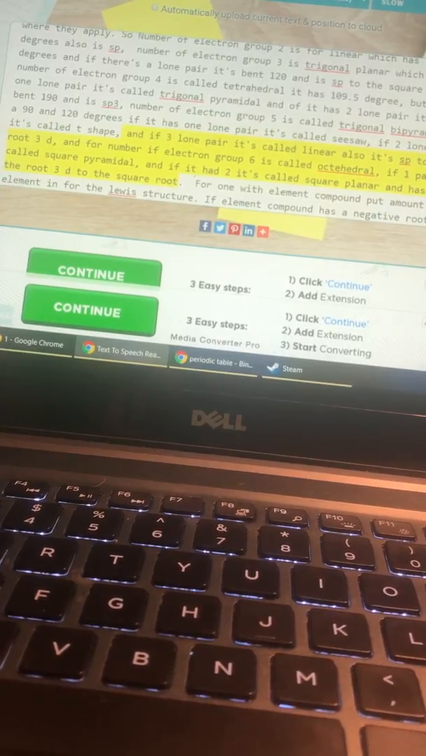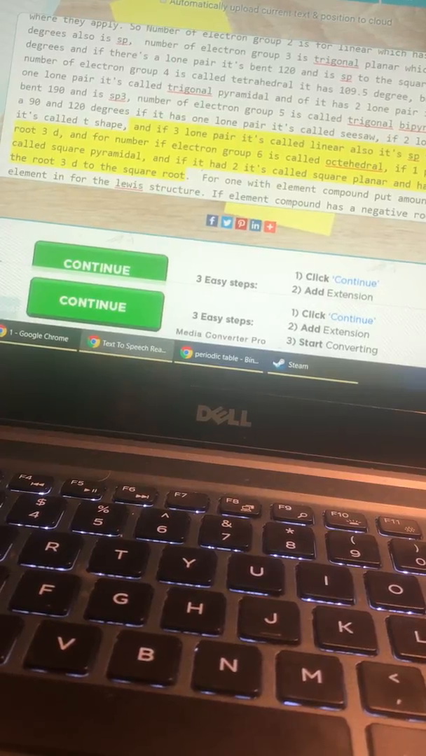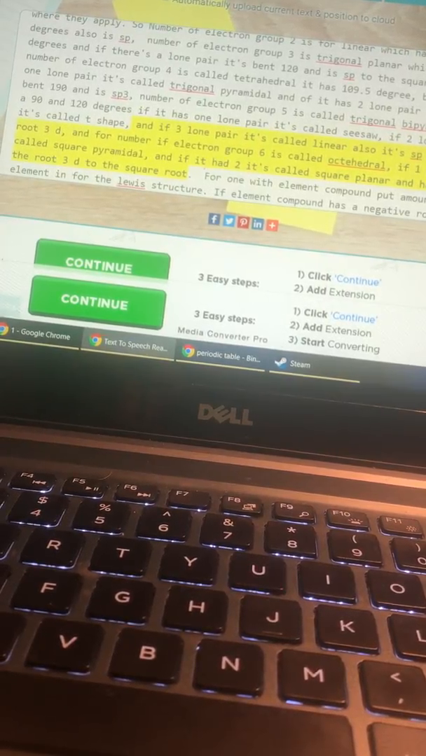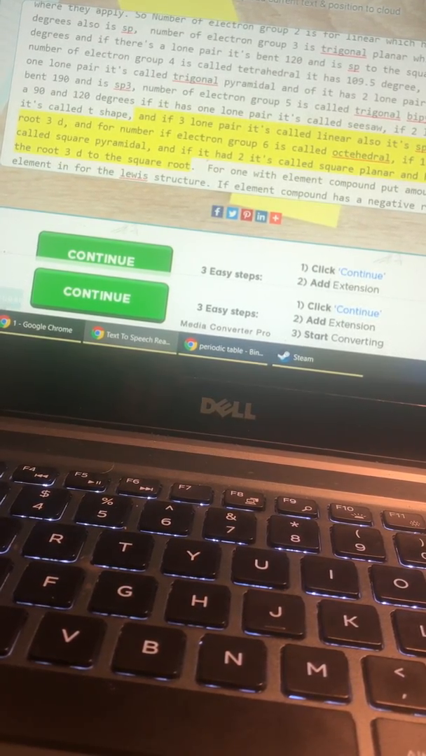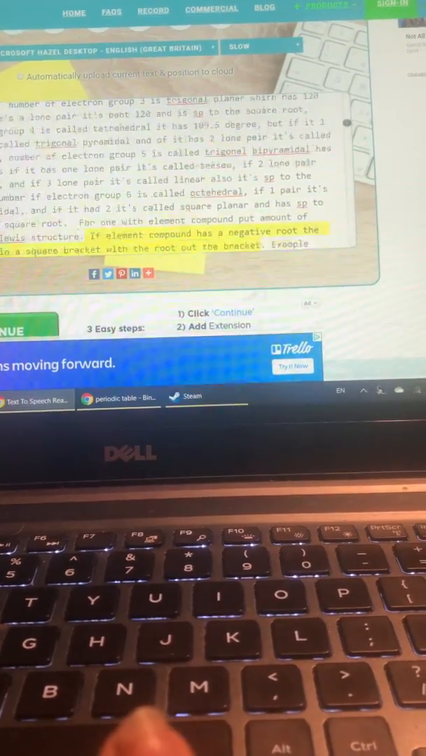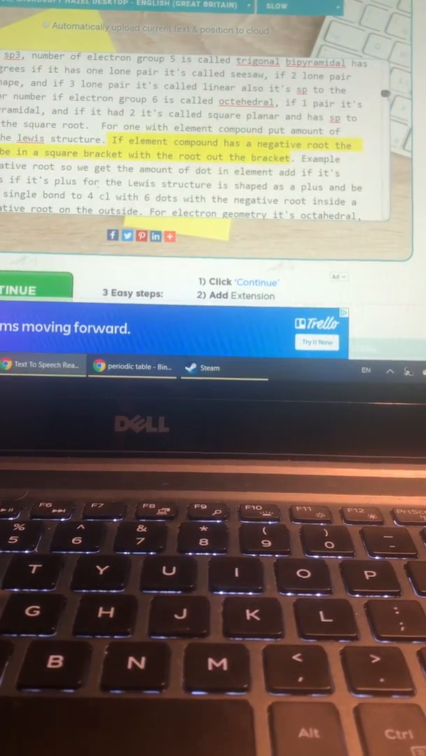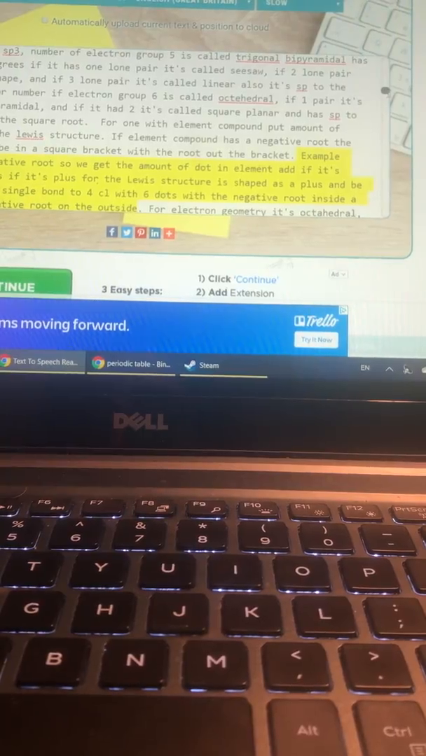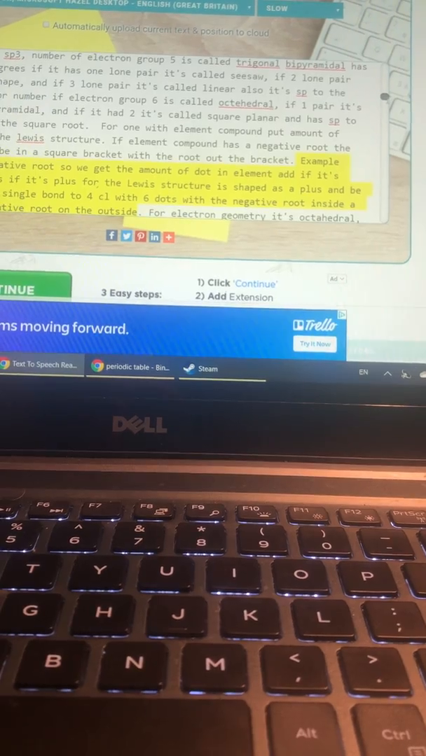And number of electron groups 6 is called octahedral, if 1 lone pair it's called square pyramidal, and if it has 2 it's called square planar, and it has sp3d2. For a compound with an element, put the amount of electrons in for the Lewis structure. If the compound has a negative charge, the Lewis structure goes in a square bracket with the charge outside the bracket. Example: BrCl4 with a negative charge, so we get the number of dots on the element, and add one if it's negative or subtract one if it's positive.